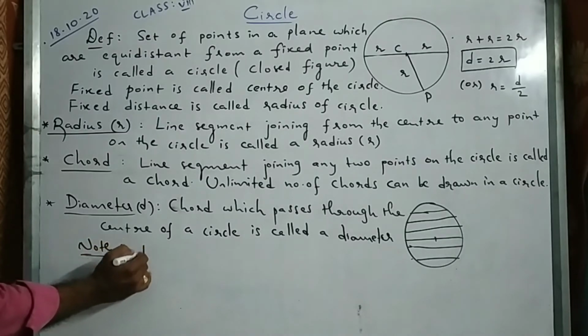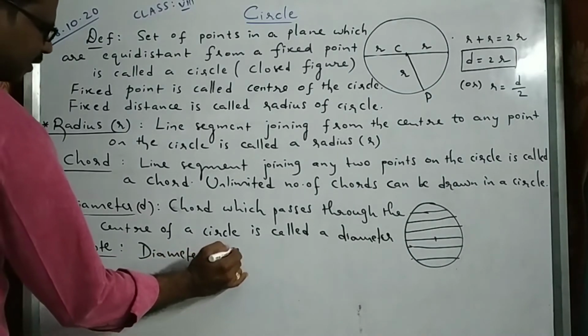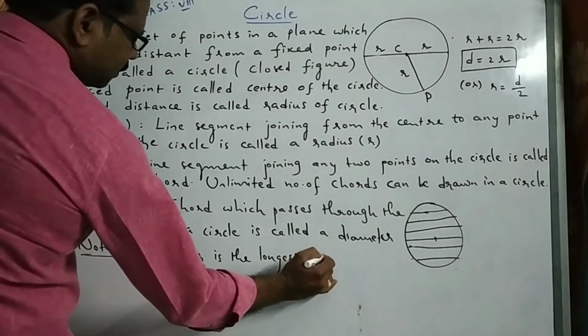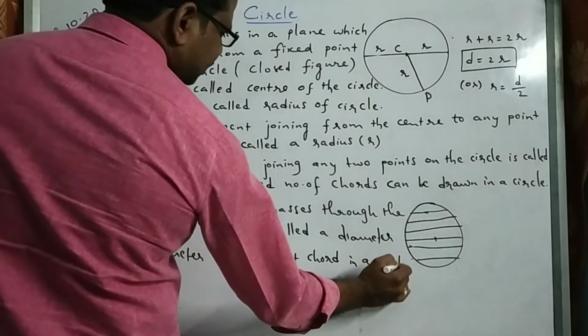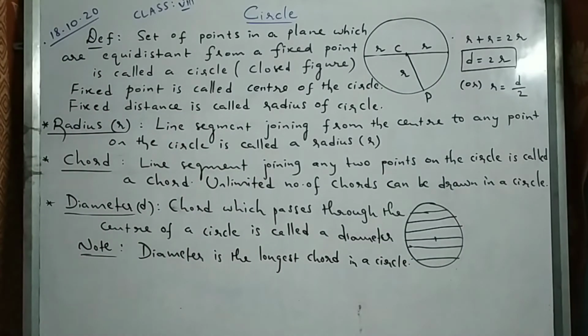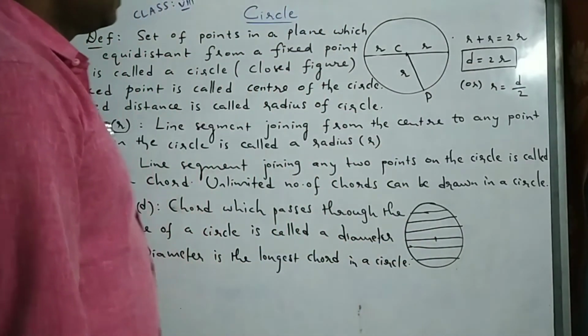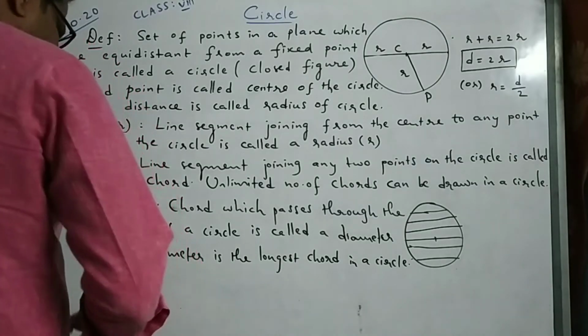Very important this: diameter is the longest chord in a circle. What is the longest chord in a circle? Diameter. Relation between diameter and radius is D equal to 2 times radius, or R equal to half of the diameter.